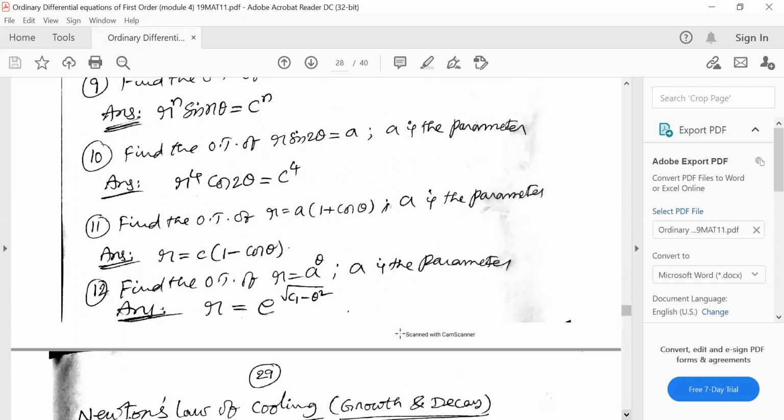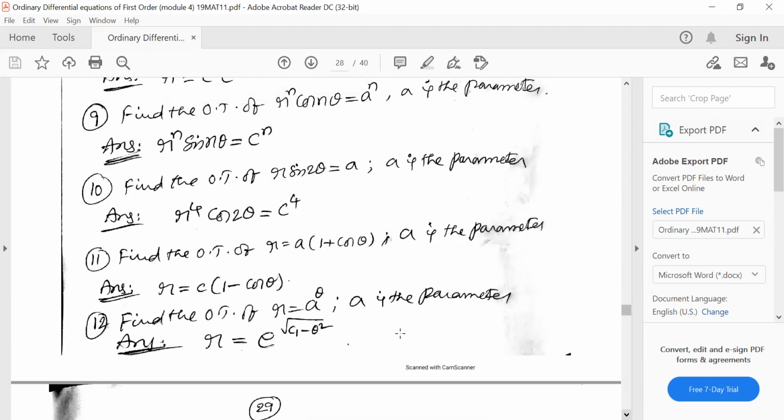Okay. So these are the different questions that are listed. You can practice the same and check the answers also which are discussed.